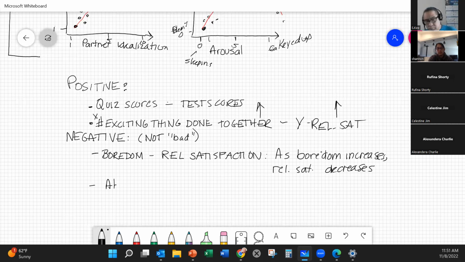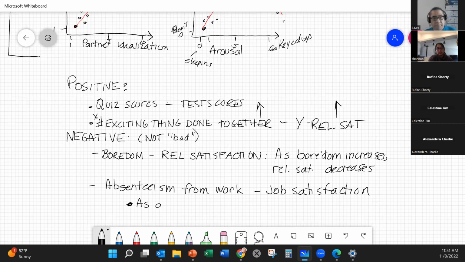And another one is absenteeism from work and job satisfaction. And so let's put this into words. As absenteeism numbers increase, job satisfaction decreases. And so those are some simple examples.